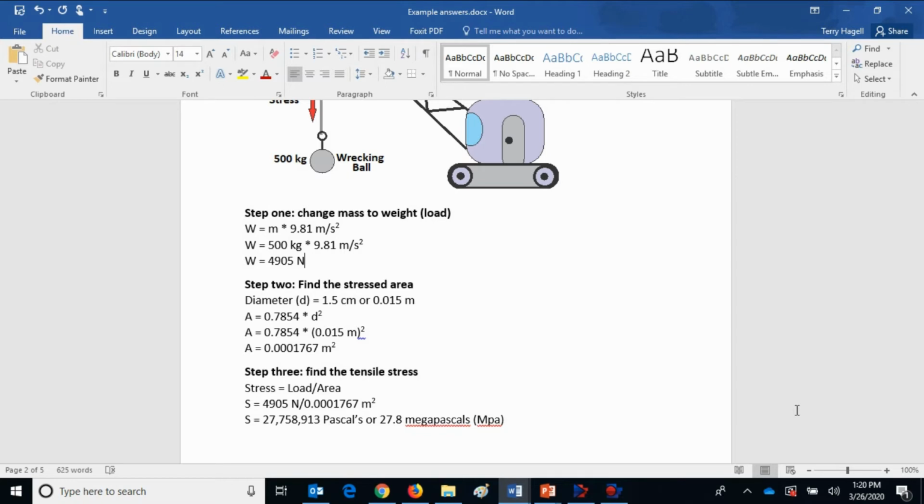Step 3. Find the tensile stress. Stress is load divided by area. So the stress is 4,905 newtons divided by 0.0001767 meters squared, and the stress comes out to 27,758,913 pascals, or 27.8 megapascals.